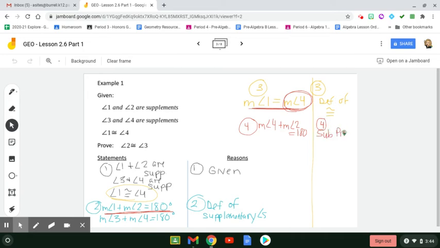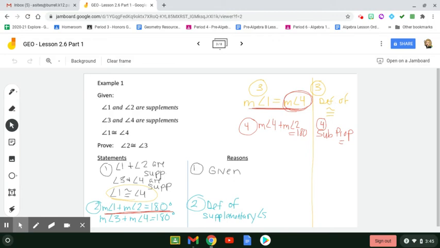and that's of equality. Okay, so I'm kind of heading in the direction that I want to get angle 4 out of here because I want angle 2 and angle 3 left over. Okay, so because that's what I'm kind of trying to prove, right? I want angle 2 and angle 3 left over.